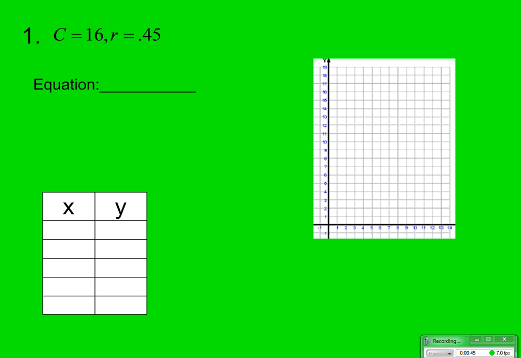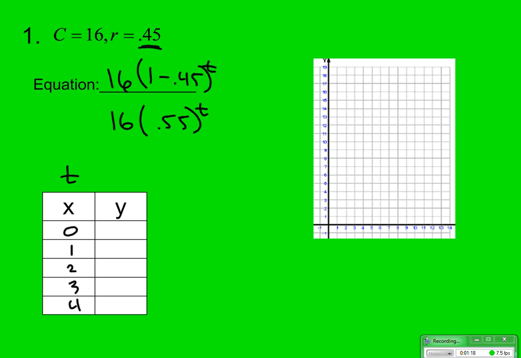All right, so if I take a look here, C is 16, r is 0.45. So that's saying your initial amount is like 16 pounds or 16 grams or something, and it's got a rate of decay of 0.45. So I'm going to take 1 minus 0.45 raised to the t. So what that means is I'm going to have 16 times 0.55 raised to the t. All right, so t is like x. So if I go 0, 1, 2, 3, 4, this is what I'm going to end up with.